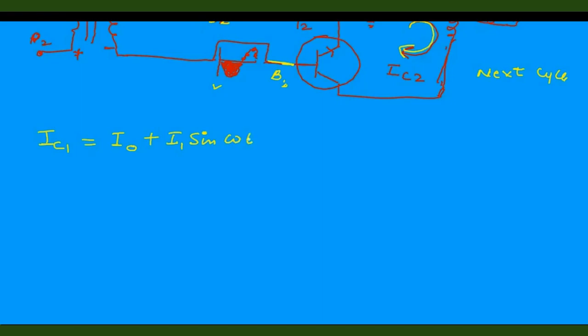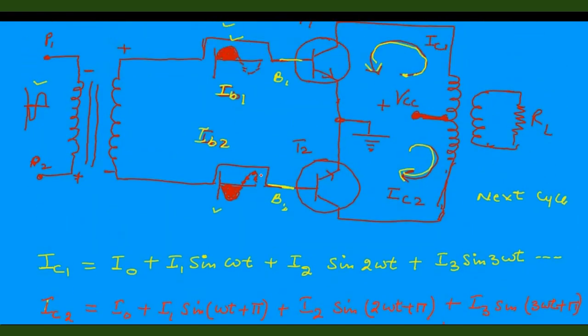So let us write IC1. It is the sum of the DC current plus the AC currents with the harmonics, like 2 omega, 3 omega, which are mixed in the signal. For its complete explanation, go to my previous video on harmonic distortions. Now the second current is there, but it is out of phase. Out of phase means every harmonic of IC2 is leading that of IC1 by pi because of the phase change of pi.